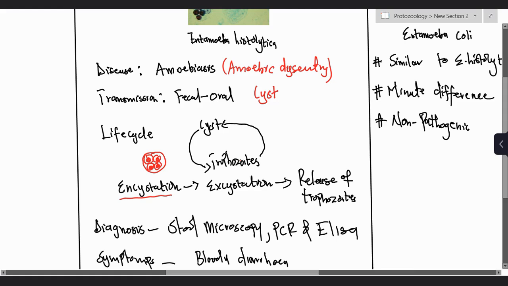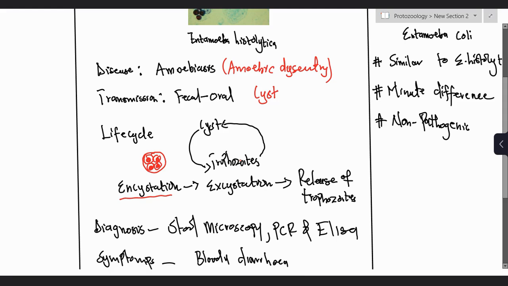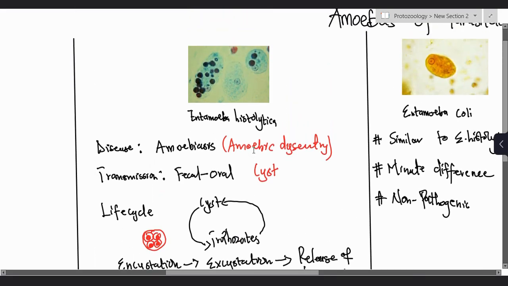So mostly we use stool microscopy. Now, what we have to notice about the Entamoeba histolytica is the ingestion of RBCs. So when you observe Entamoeba histolytica under the microscope from a stool sample, you realize that within its cytoplasm there are red blood cells, and that is an indication of Entamoeba histolytica.